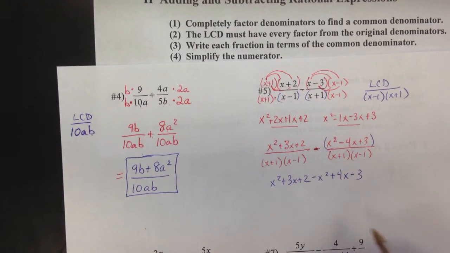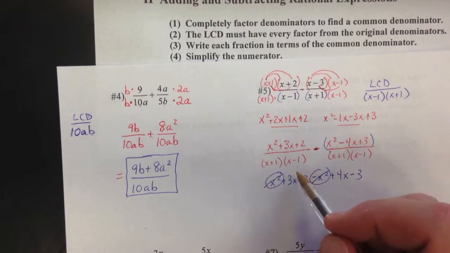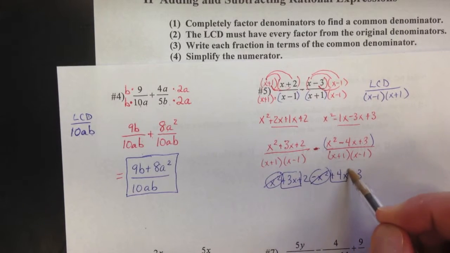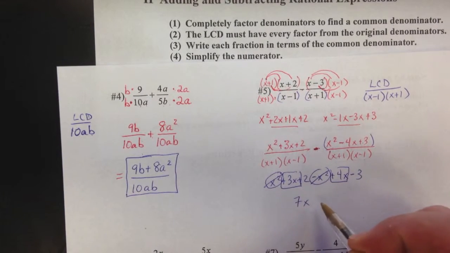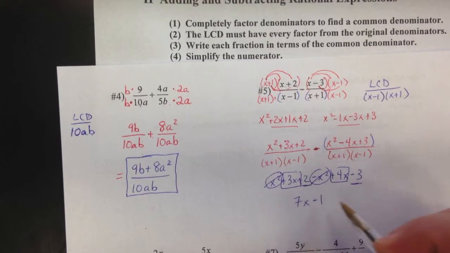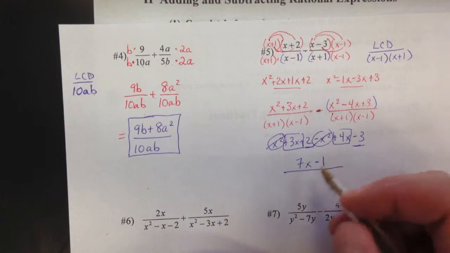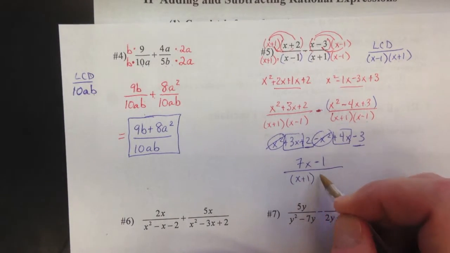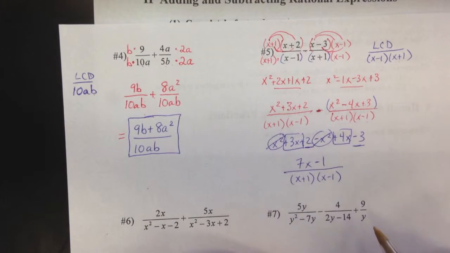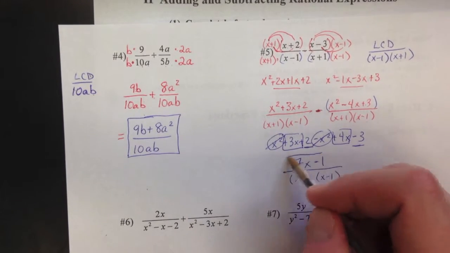We can combine like terms. X squared minus x squared, 0. I'm going to cross that out. 3x plus 4x, that'll be 7x. And then we have positive 2 and minus 3, which is minus 1. So we get 7x minus 1, all divided by the denominator x plus 1 times x minus 1. That's as far as you can take this. You don't have to multiply it out in the bottom, you can leave it like that.